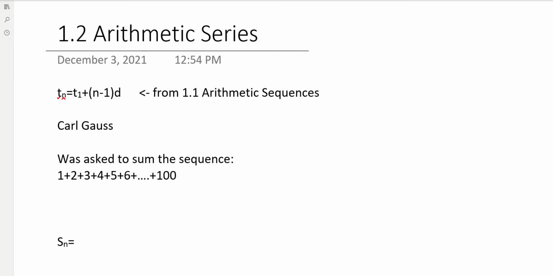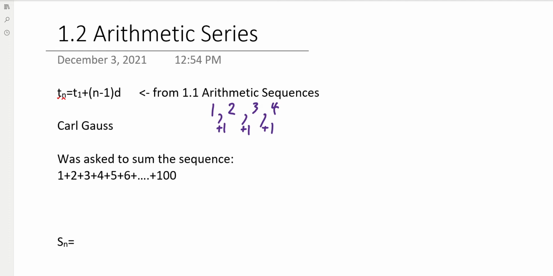Just a reminder, we've had two videos before this where we talked about what a series and a sequence is. Then we looked at 1.1, which was sequences and specifically arithmetic sequences, which is basically a set of terms with commas between them. All that's happening between terms is some sort of addition or subtraction.